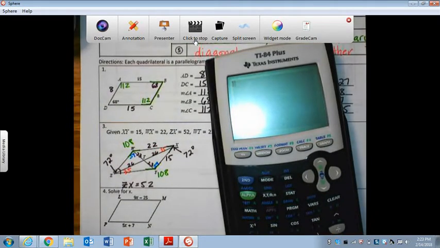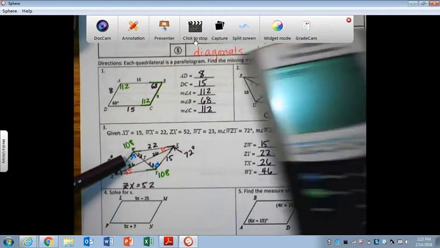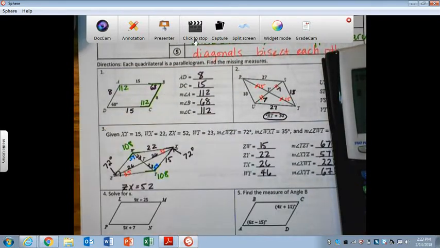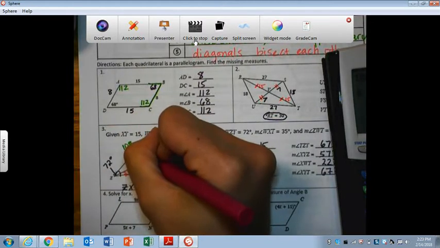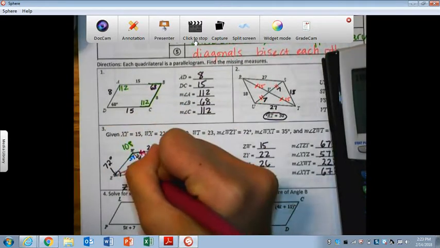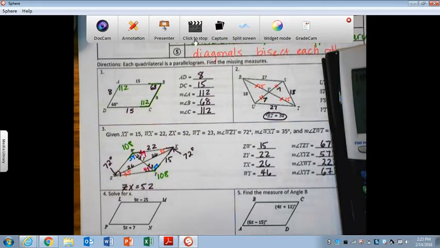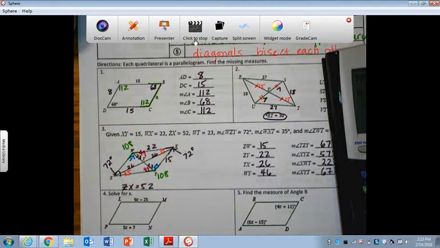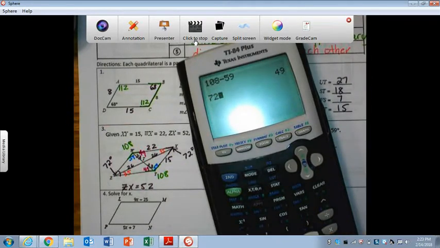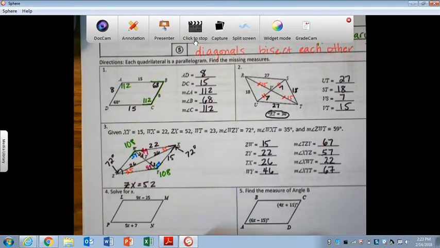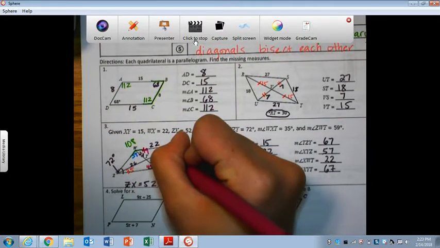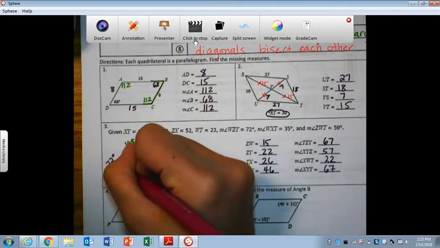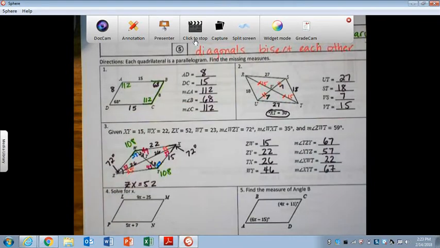Let's finish this. If this whole thing is 108 and they gave you that as 59, you go 108 minus 59. So that's going to be 49. So I'm going to put 49 here, and this is going to be 49 in here. And then now, if this whole thing is 72 and that little angle is 35, you're going to go 72 minus 35, so you're going to get 37. So 37 goes in here because of alternate interior angles. 37 is going to go in there. Okay? Alrighty.